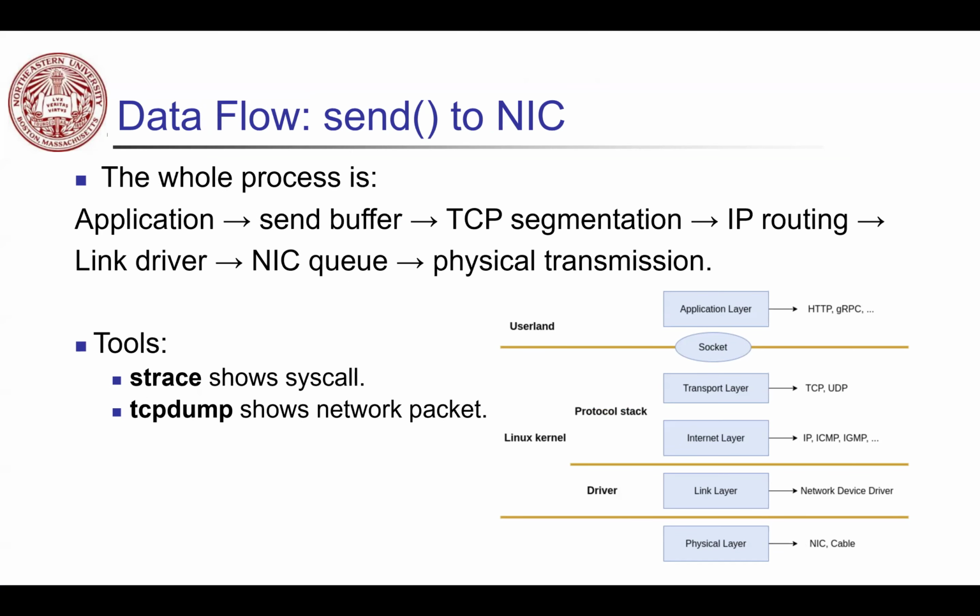Let's walk through the entire actual data path. Send function passes the data into the socket's send buffer. TCP then segments it. IP adds routing information, and the driver queues the frame for the transmission. Finally, the NIC puts the data on the wire. To track details, we can use some tools like strace to show the system calls, and tcpdump to show network packets, and so on.